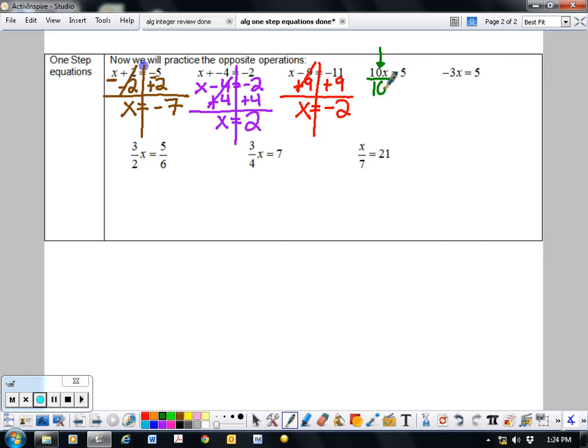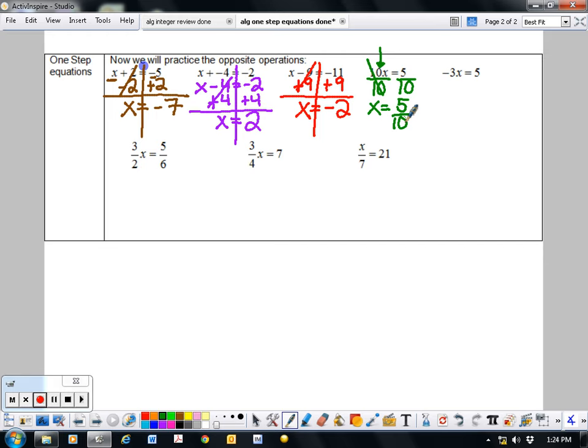So I draw my line, my fraction bar, because fractions are really just showing that I'm dividing. So I'm going to divide by 10 on both sides. So that gets rid of my 10. So x is 5 over 10. Well, we've worked with fractions before. We may not like it, but we've worked with fractions before.